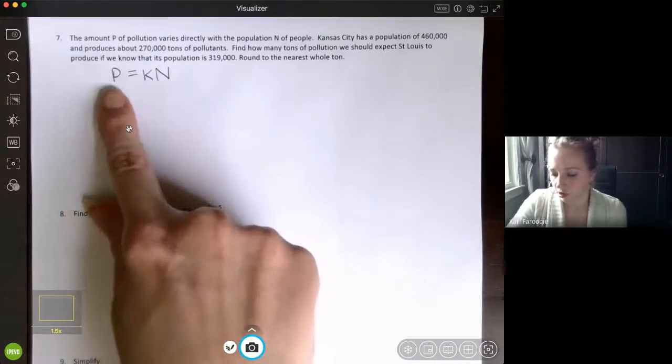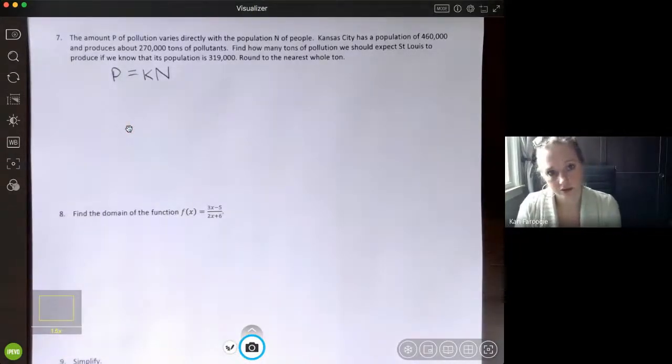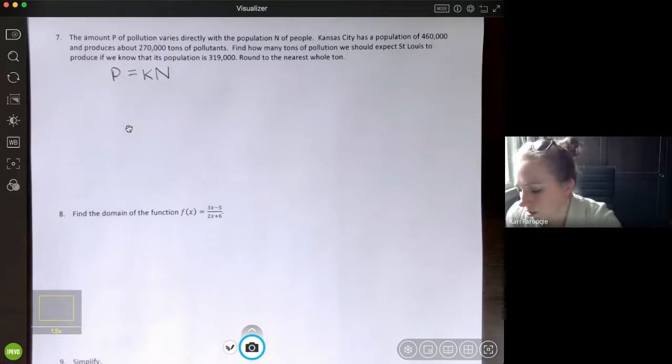So pollution varies directly with the population N, looks like this. So if it was inverse variation, you'd have P equals K over N. But since it's direct, you have P equals KN. There is another variation problem at the end here that we could do also, if you want to do that. Kansas City has a population of 460,000 and produces about 270,000 tons of pollutants. Find how many tons of pollution we should expect St. Louis to produce if we know its population is 319,000, round to the nearest whole ton.